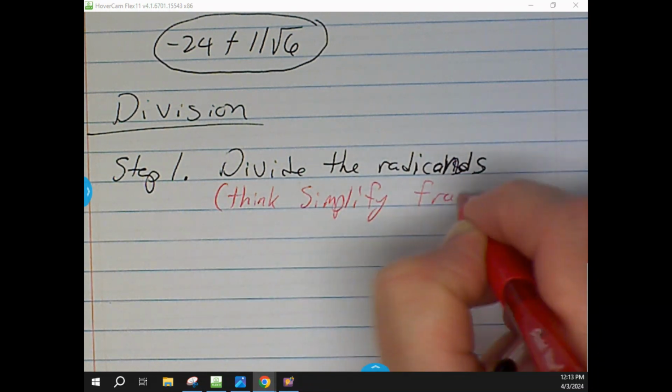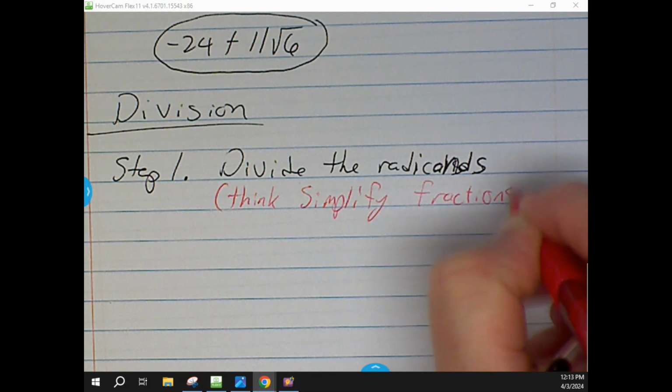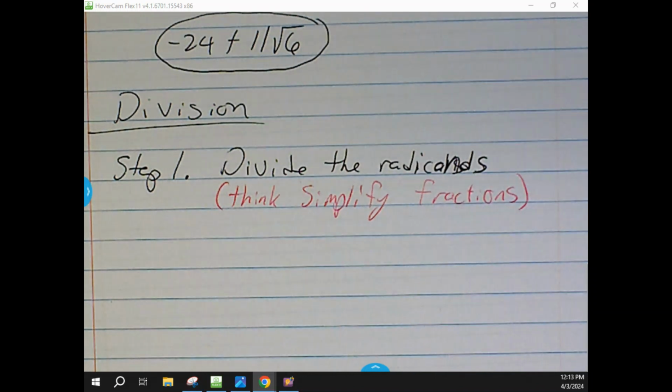Sometimes you're dividing the bottom number and the top number, but a lot of times you're going to take the 2 numbers you have and you're going to divide them both by 3, or you're going to divide them by 5 or something. So it may just be a fraction when you get finished with it. So just think simplifying fractions on this one.